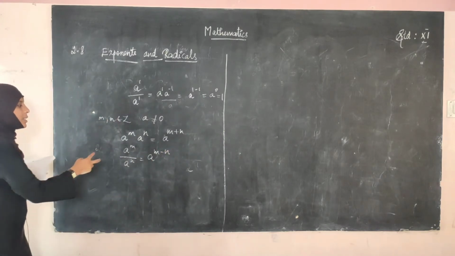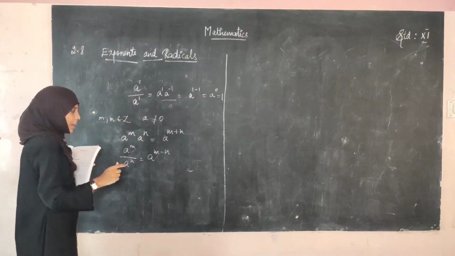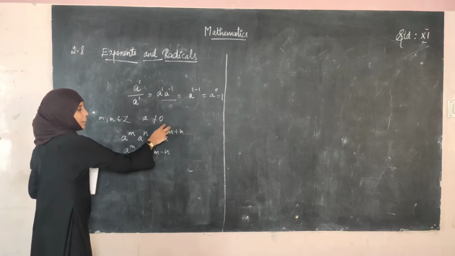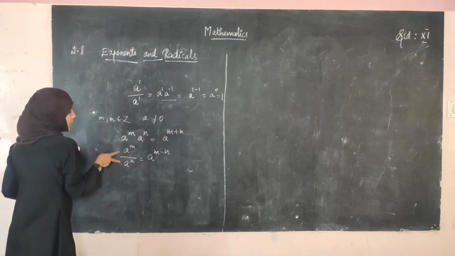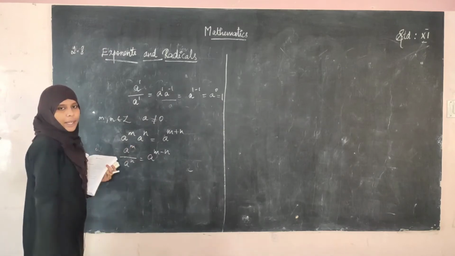So in multiplication, when the base is the same, we can combine the base and the powers should be added. And in division, we can combine the base and the powers should be subtracted.